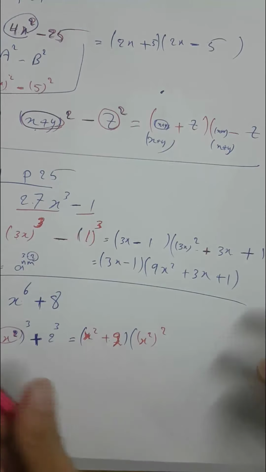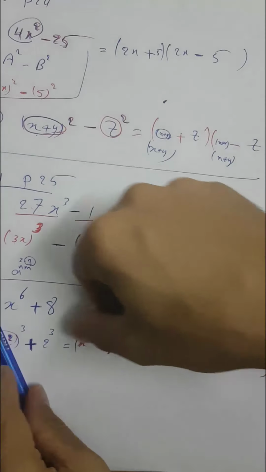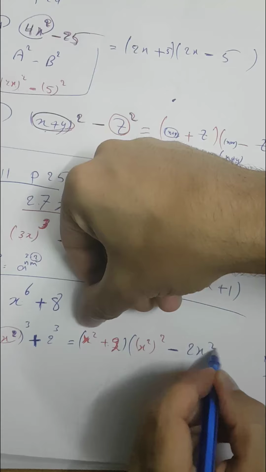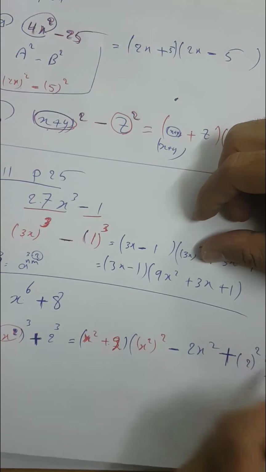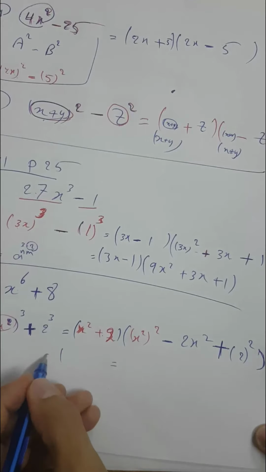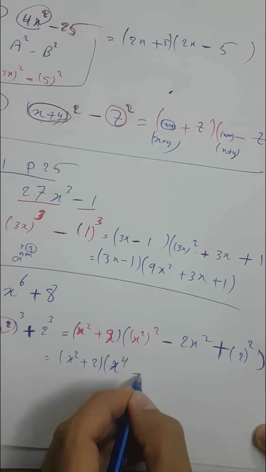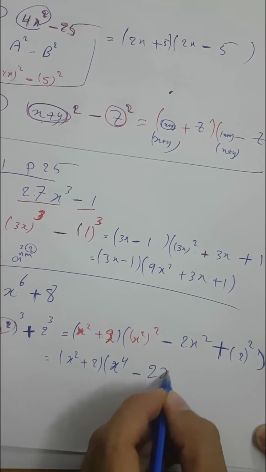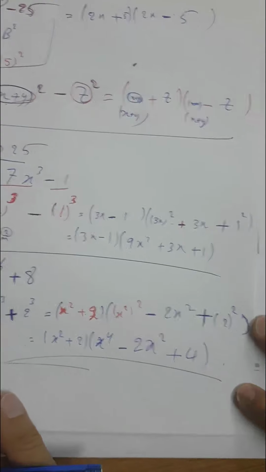So we will put difference sign and you see first by second. So it means that 2x square and as usual plus second square. So I will get x square plus 2 x to power 4 minus 2x square plus 4. That's all we have. Okay, dear?